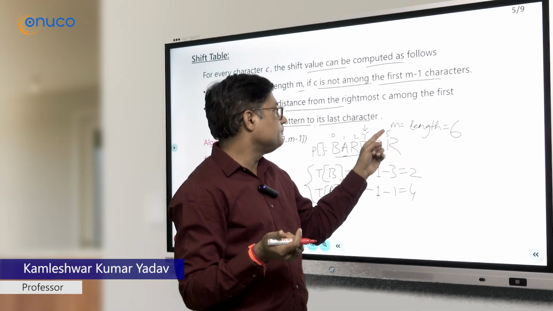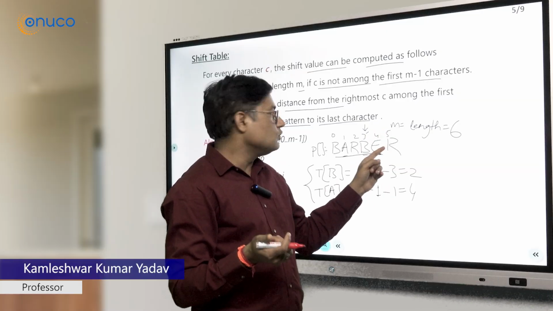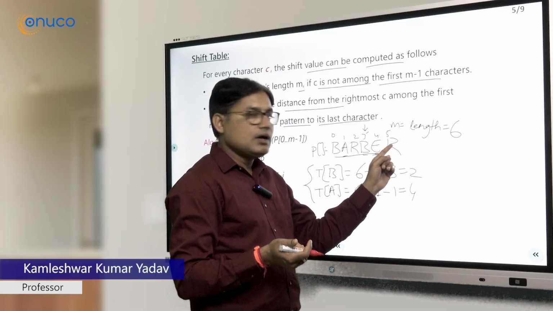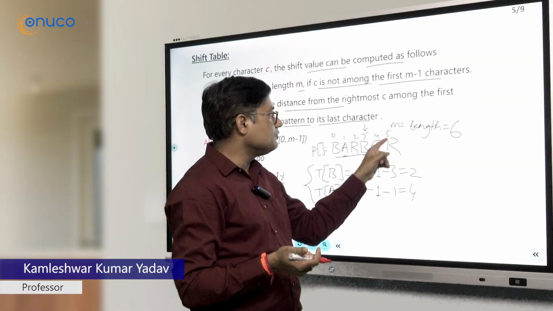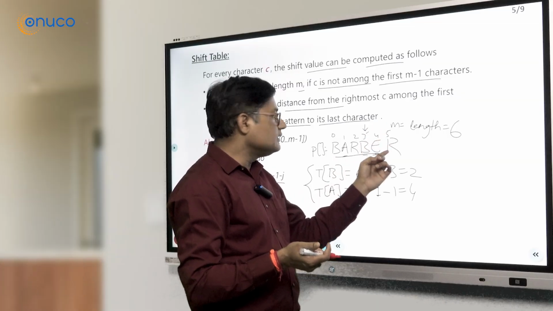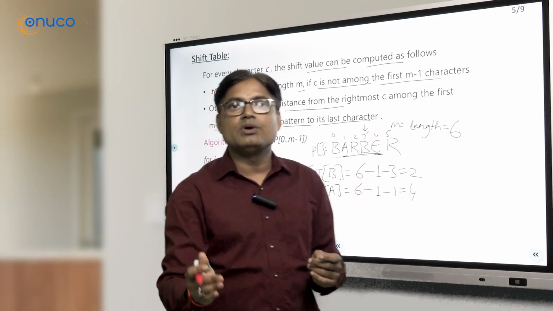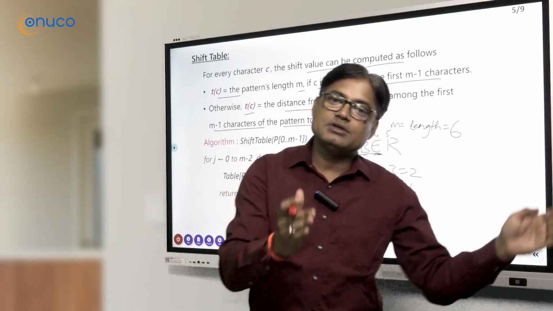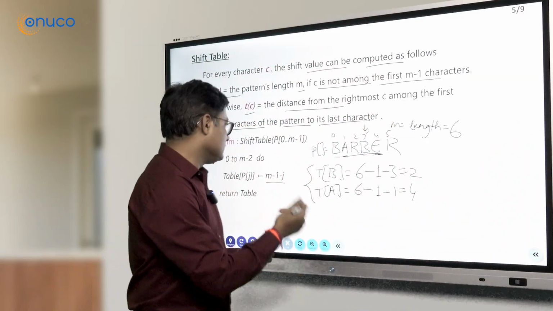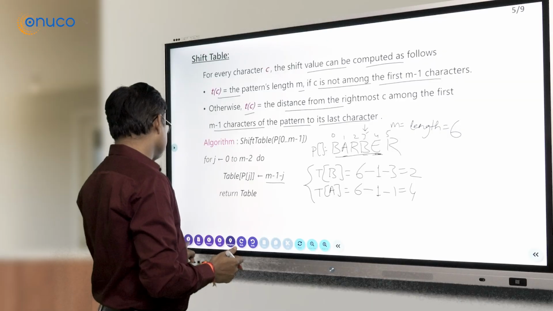If that particular character is present, we know the shift by the formula. But here we don't have Z, and the first letter is Z. Z and R you are going to compare. Z is not there in this pattern. There is no meaning of shifting by one character at a time. We can shift the complete pattern towards the right. Let us see that example.